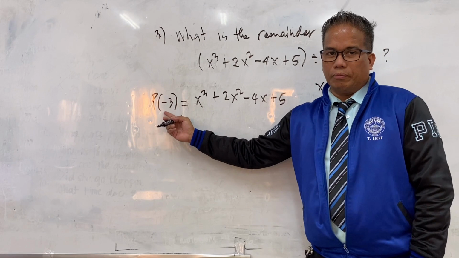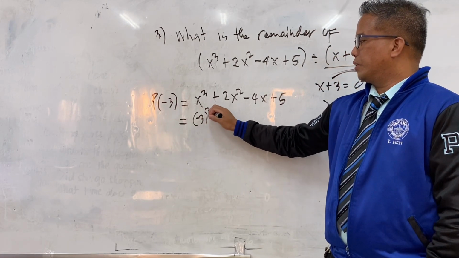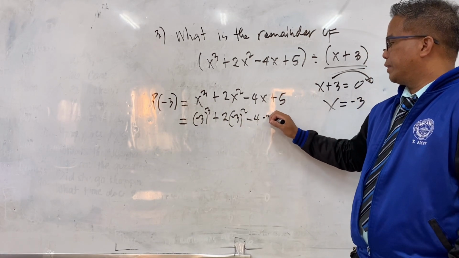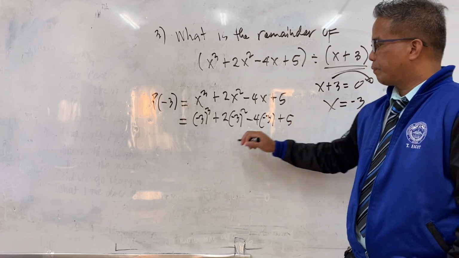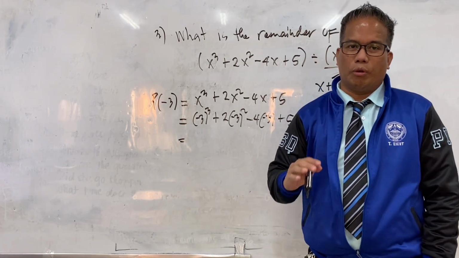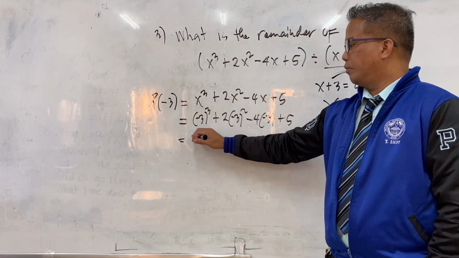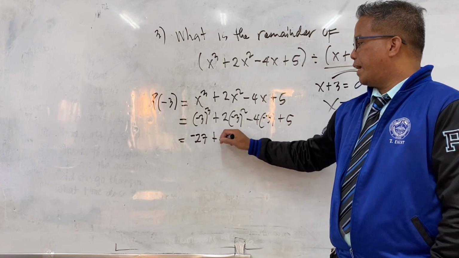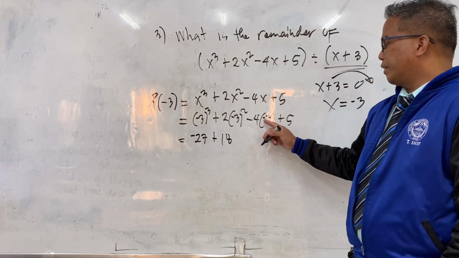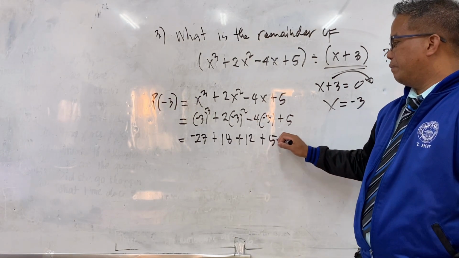Then since we have negative 3 here, we are going to substitute: negative 3 raised to 3 plus 2 times negative 3 squared minus 4 times negative 3 plus 5. So negative 3 raised to the third power means we multiply negative 3 three times. The result is negative 27. Then plus negative 3 squared is 9, 9 times 2 is 18. And then negative 4 times negative 3 is equal to positive 12, then plus 5.